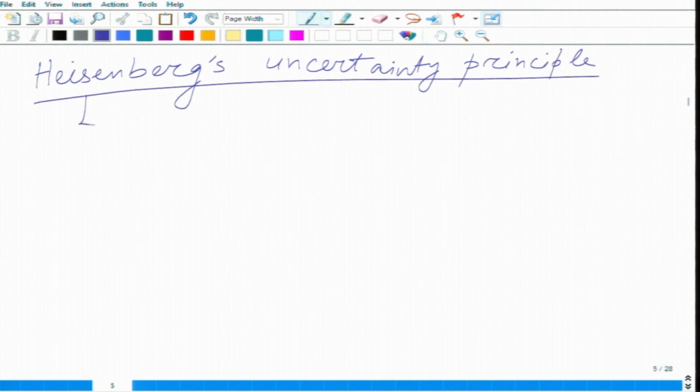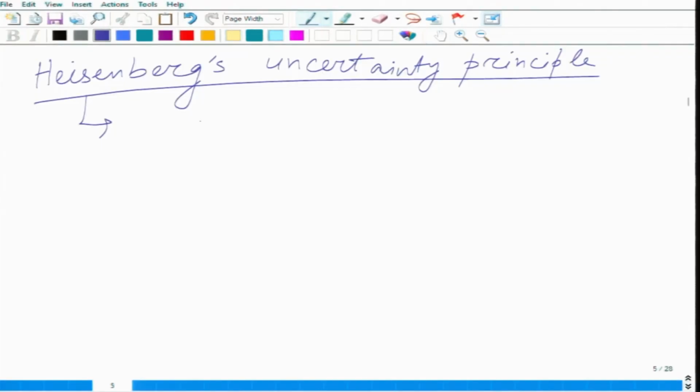What was the main statement of Heisenberg's uncertainty principle? Heisenberg's uncertainty principle said that we cannot measure the exact position and exact momentum of a moving electron simultaneously. That is, if we try to find out the exact position of the electron, then we will not be able to find out the exact momentum, and if we can calculate the exact momentum, then exact position cannot be determined.